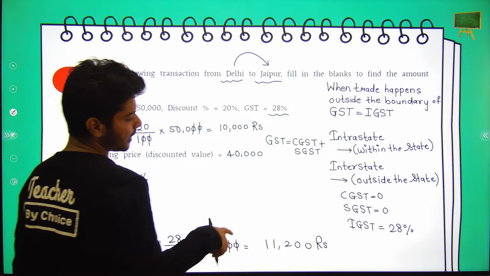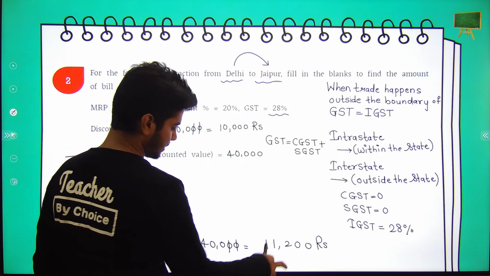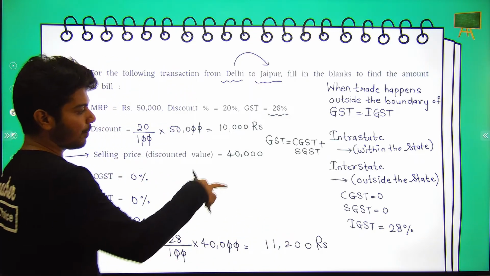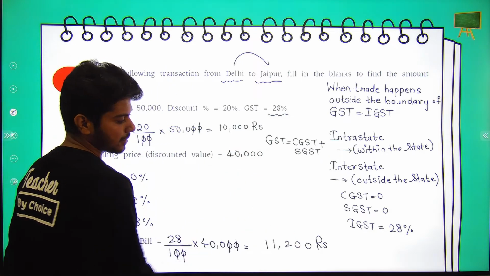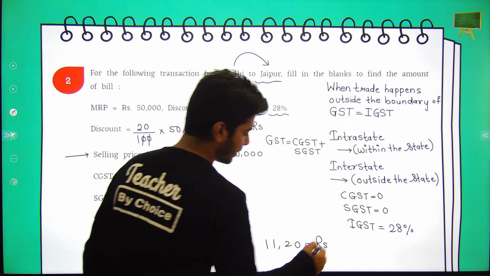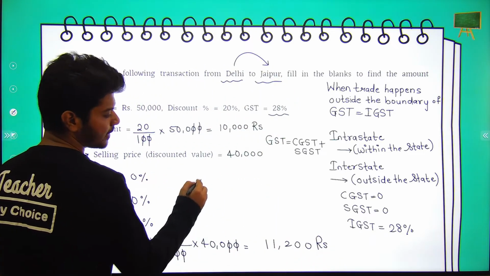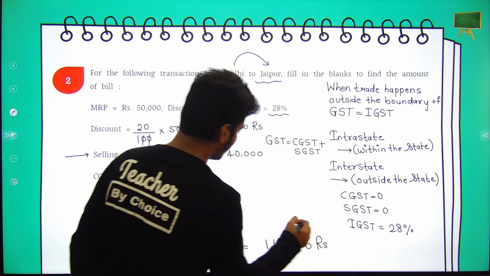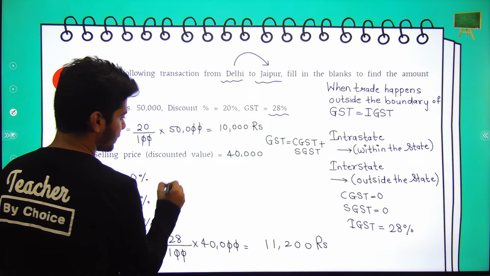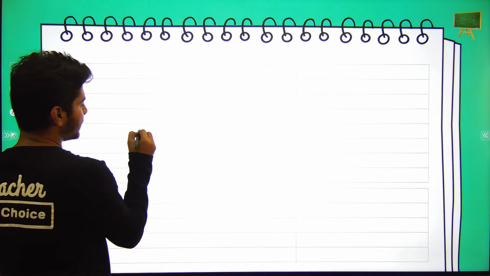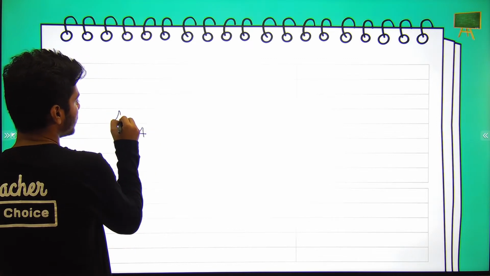So the total amount on the bill would be 40,000 plus this amount. Let's calculate how much this is coming out to be. Should I do it here? I don't have space, so let's do it on the next page. 40,000. This is the amount on the bill.